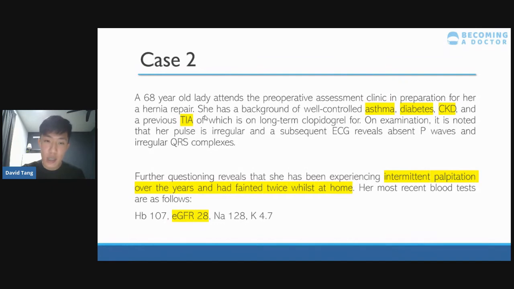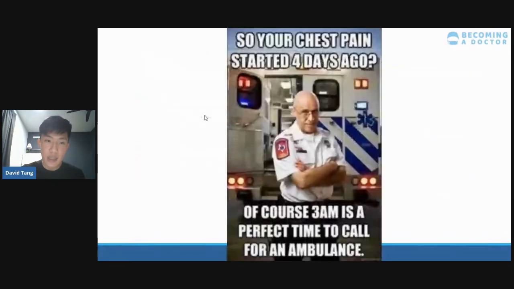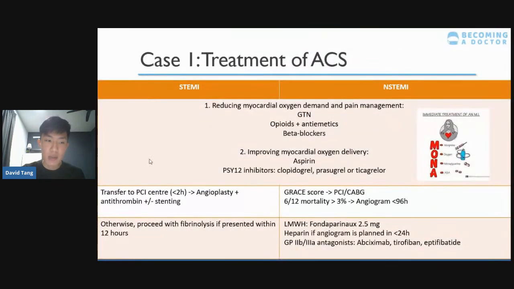So let's quickly move back to this case, where we had a question about what happens afterwards if the patient presents more than 12 hours and can't have streptokinase. So basically, those patients who presented late are not a candidate for either angio or streptokinase. We manage them expectantly, meaning we give them all the evidence-based medications like beta blockers, GTNs, aspirin, clopidogrel, in hope that the patient will have the best outcome at the moment.